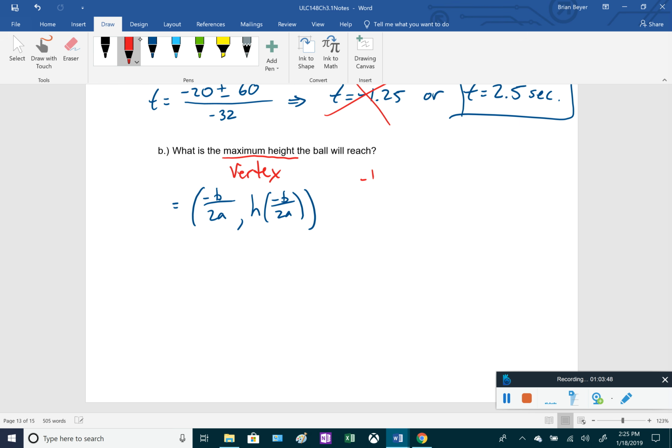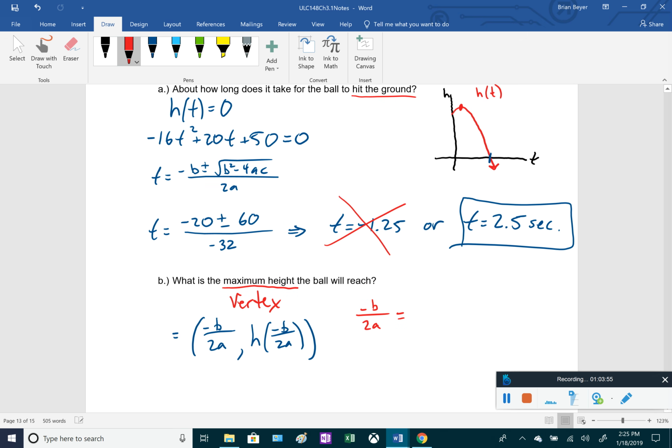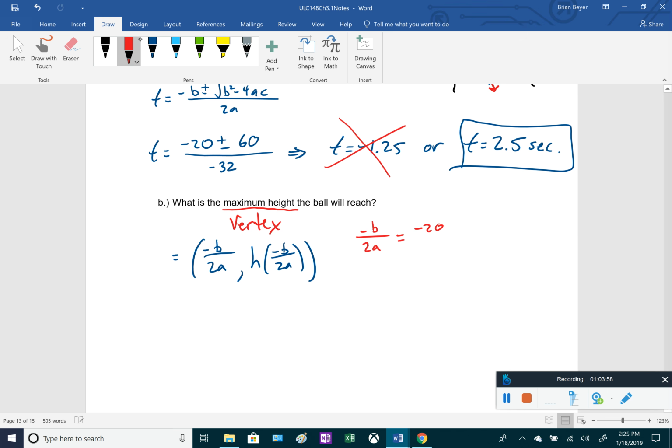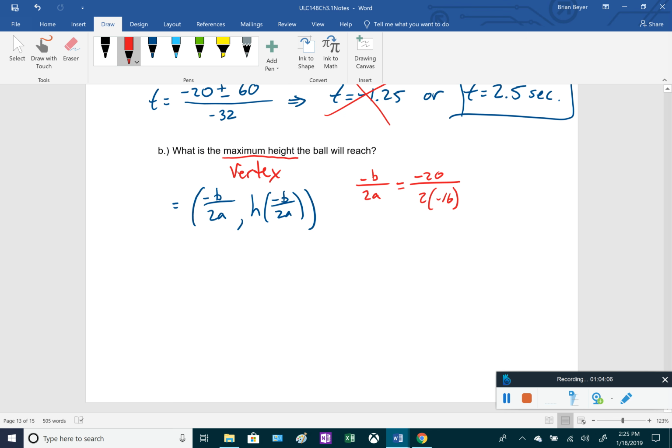Let's do this as side work. So negative b over 2a. Plugging in these values, what was the function? It's going to be negative 20 over 2 times negative 16. Yep. So that's going to be negative 20 over negative 32, which gives us 0.625. So that's the time. After 0.625 seconds, the ball reaches the maximum height.